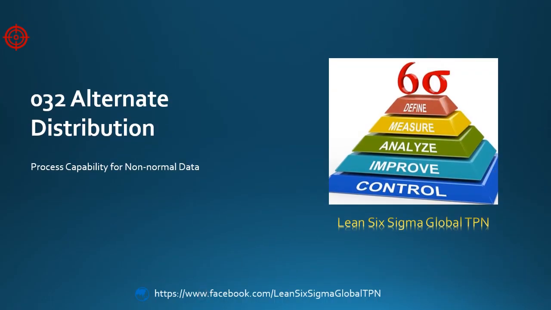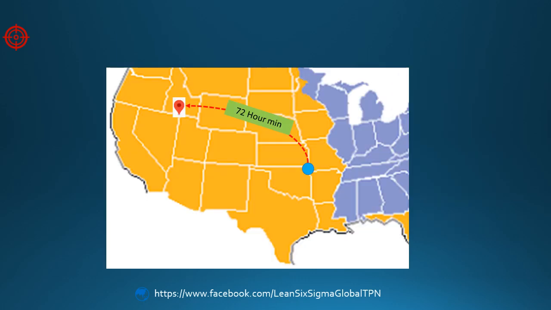Hello friends, so let's talk about the alternate distribution for process capability of non-normal data. By now we know how important it is to check that our data are normal before calculating capability indices. Recall the ABC shipping company.